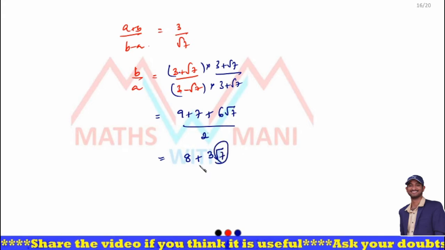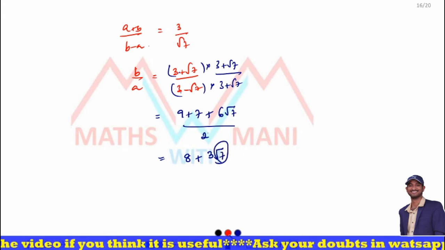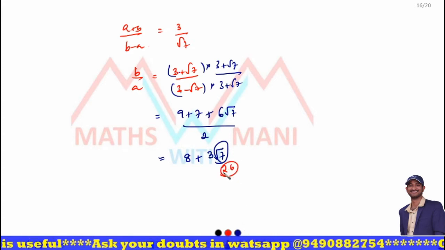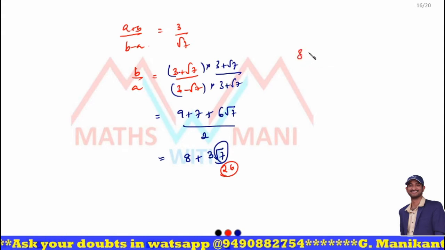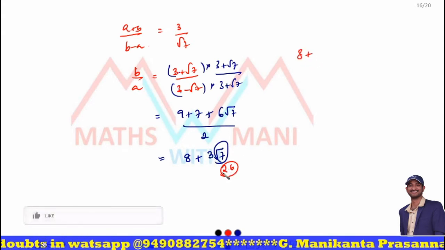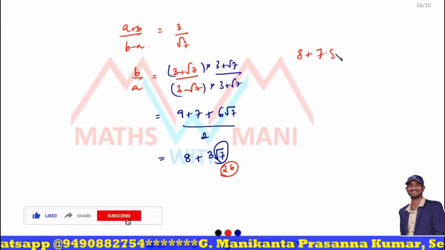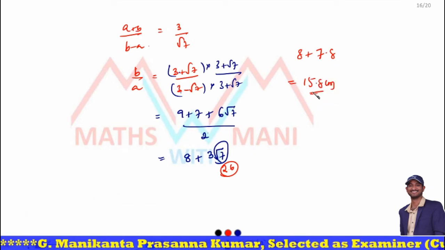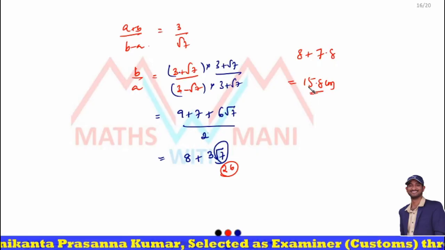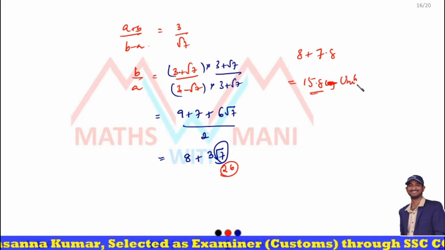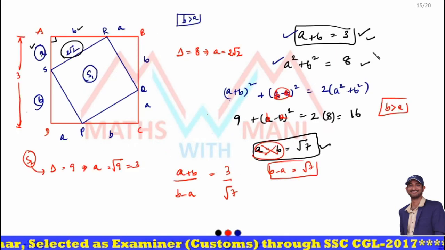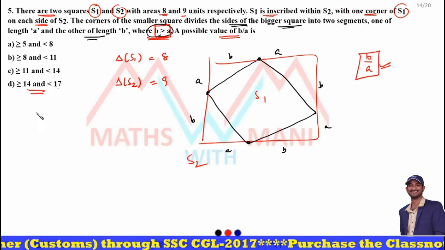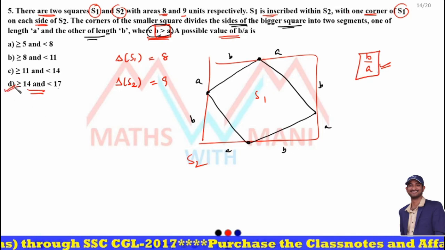So what is the approximate value of root 7? It is approximately 2.6. So 8 plus 3 into 2.6. What is the value of 3 into 2.6? That is 7.8. 8 plus 7.8 is nearly 15.8 units. Let's see the options. 15.8 lies between 14 and 17. So the fourth option is the correct answer.